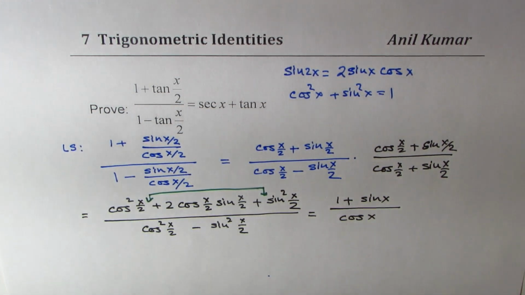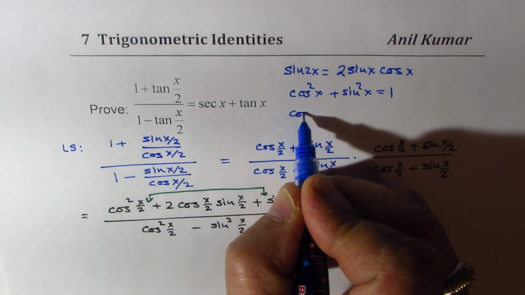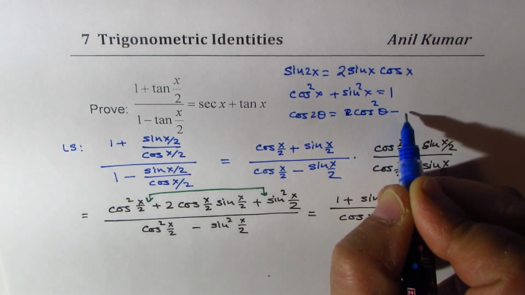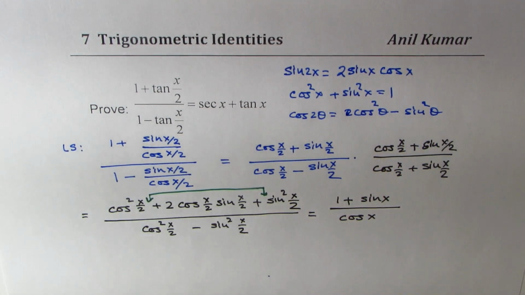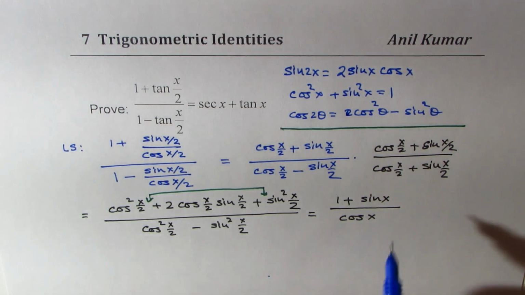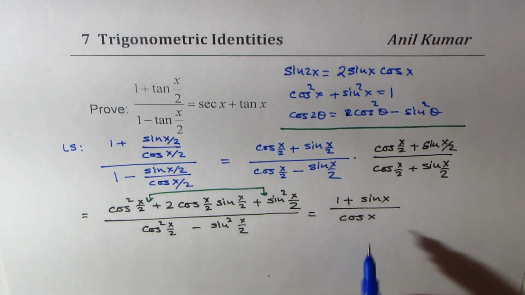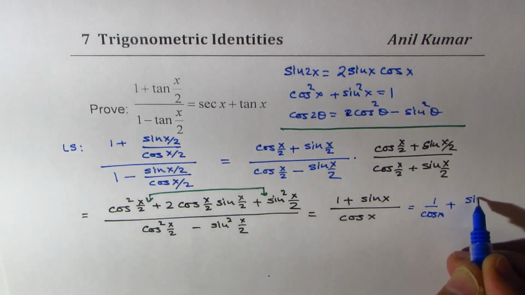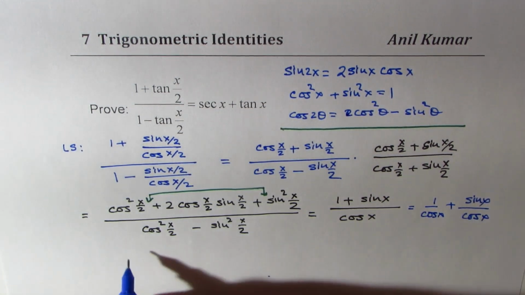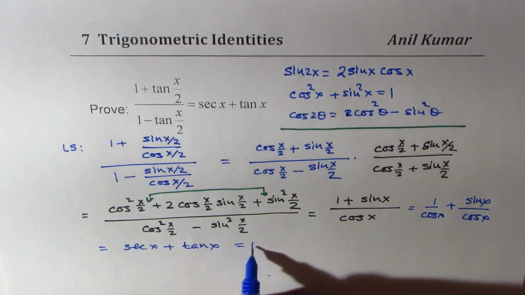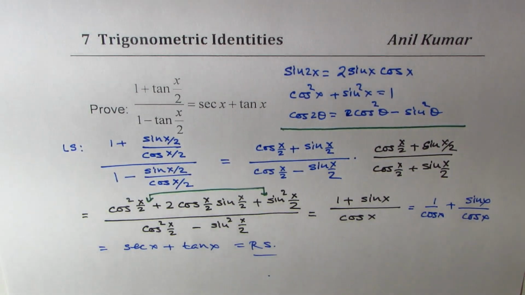So the third formula which we have applied just now is, let me write, cos 2 theta equals cos square theta minus sine square theta. So these three formulas helped us to get the result right there. Correct? So twice x by 2 is x, right? Now this could be written as 1 over cos x plus sine x over cos x, and that gives you the required result, which is secant x plus tan x. Perfect. So that is how you could actually prove the last identity.